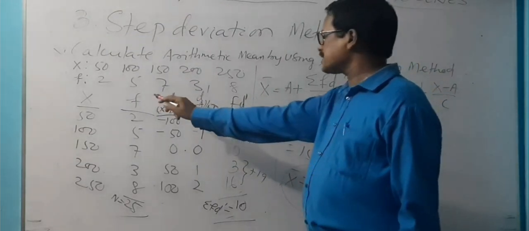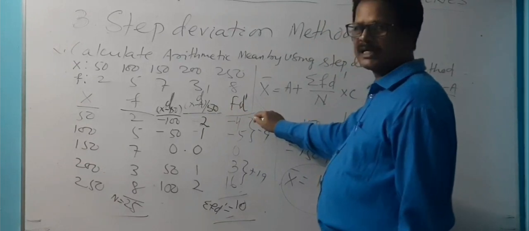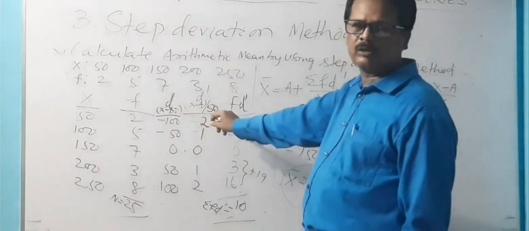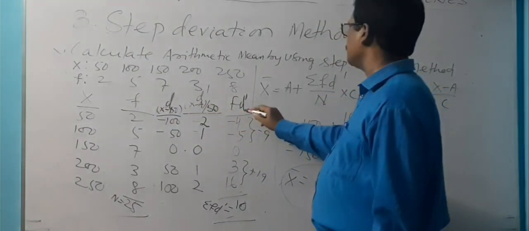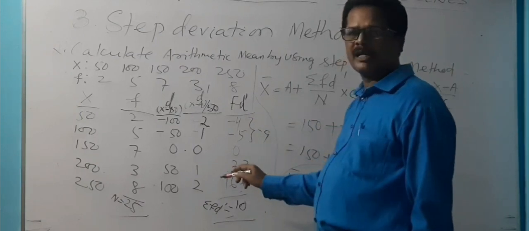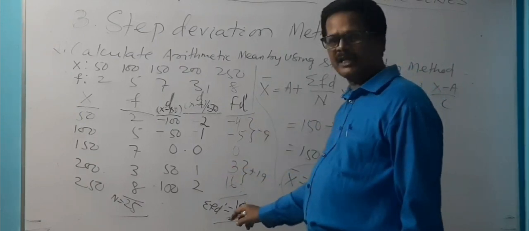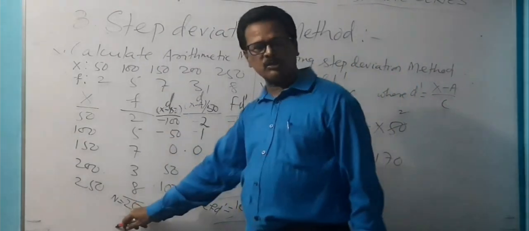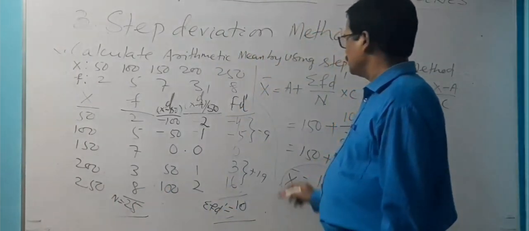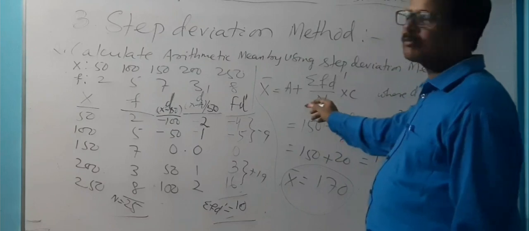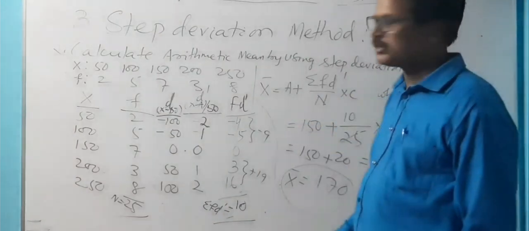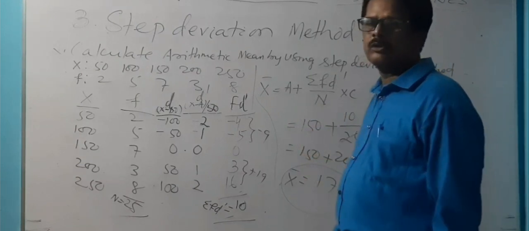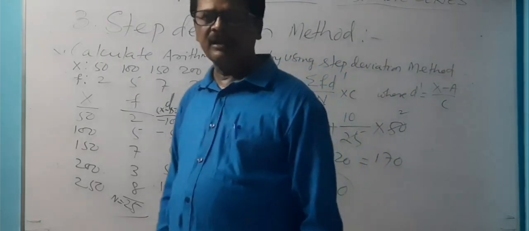Now X, F, D, D dash. Then F into D dash, that is FD dash. Multiply the second column with the fourth column, F into D dash, and it will give us FD dash. Then add together all the FD dash values, which will give summation FD dash. Add the F values, which will give N. Then by using the formula X bar is equal to A plus summation FD dash by N into C, you can put in the values and you will get the answer. Here X bar is equal to 170.